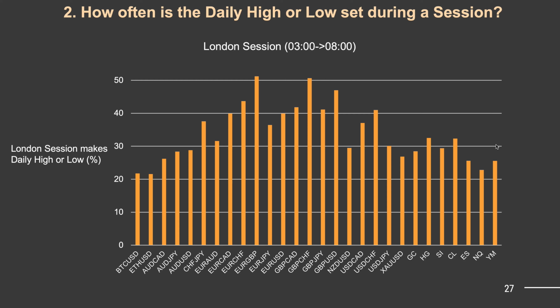London, we are strictly below that 50% range that was previously defined for Asia. For London, we have at most 50%, but we see that among Forex, we are more around 30 to 45. And for US futures, we are around 25%. So this confirms the fact that because of the low volume of US futures during London session, we have, I would say, low probability to have the high or the low set during the London session for US futures.